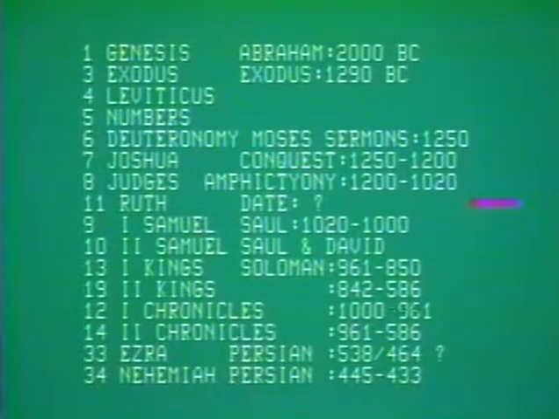Now, 1 Samuel is the reign of Saul, and it goes from 1020 to 1000, okay? And then 2 Samuel is Saul and David.